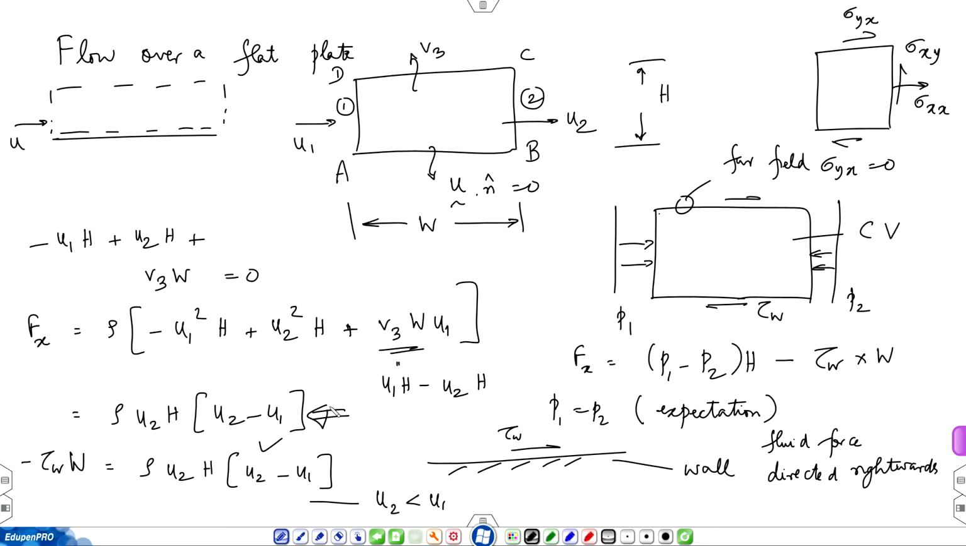Now, just for clarity and simplification, let us stick to this approach where you choose a control volume not including the surface. Just stick to this approach and then do the transfer of information from the control volume to the solid surface.